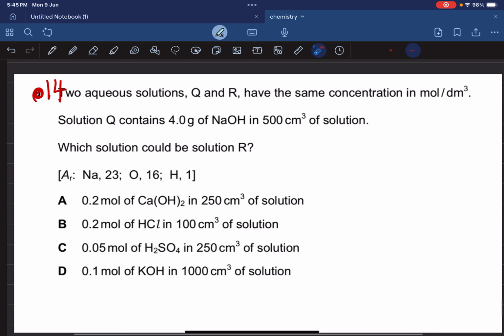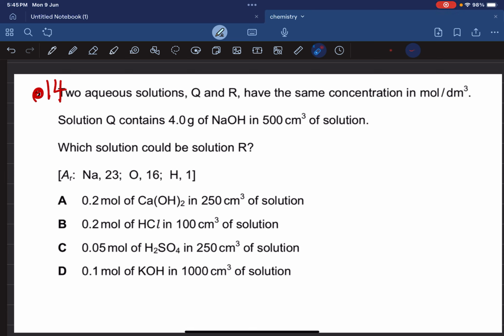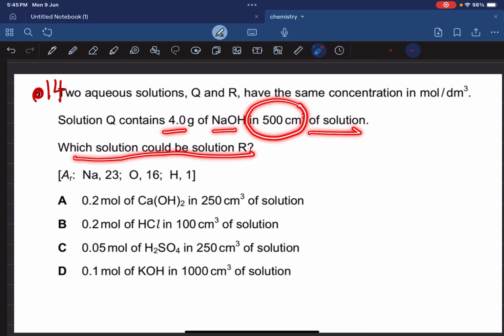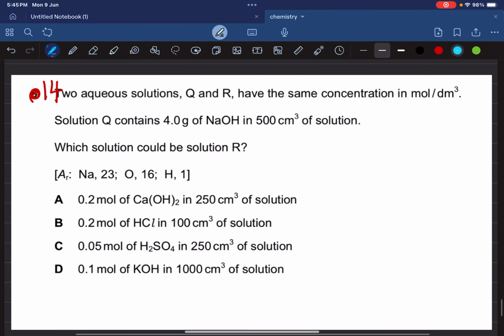Another MCQ. Two aqueous solutions, Q and R, have the same concentrations in mole per dm cube. Okay, we have Q, we have R. They have similar concentrations. Solution Q contains 4 grams of NaOH in 500 cm cube of solution. What solution could be R? Okay, I guess that's easy. If you're able to do it before me, that's great.